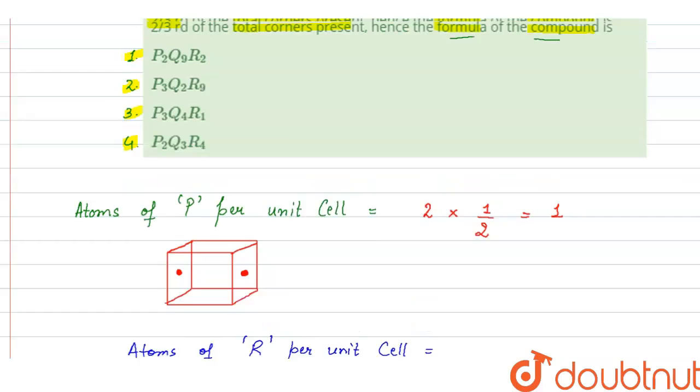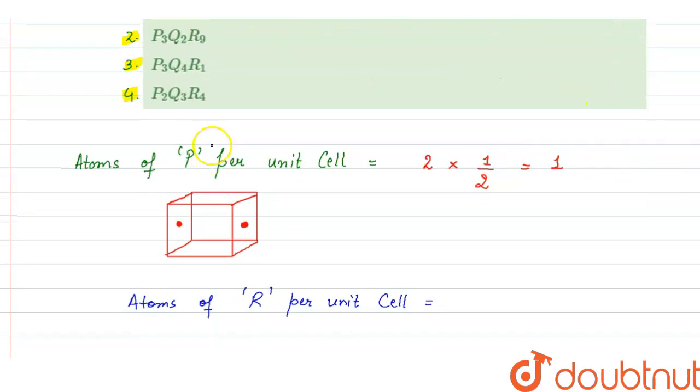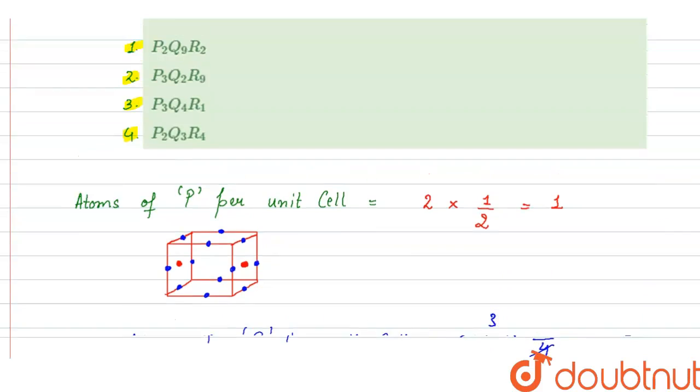will be equal to, now R are present at the center of edges, right? As you know that in a cube there are 12 edges, right? So in these 12 edges we have R atoms at the center of these edges like this, right? So we have total 12 edge centers into, now if a particle is present at the center of an edge, it is shared by 4 unit cells. So its contribution per unit cell will be 1 by 4. So it comes out to be 3. So we have 3 atoms of R per unit cell.